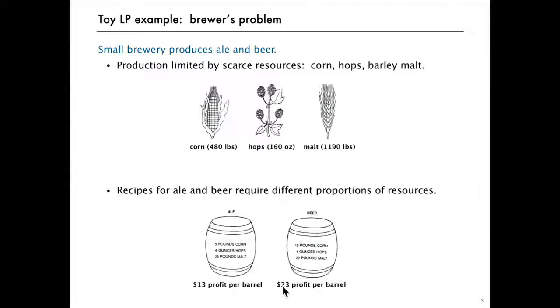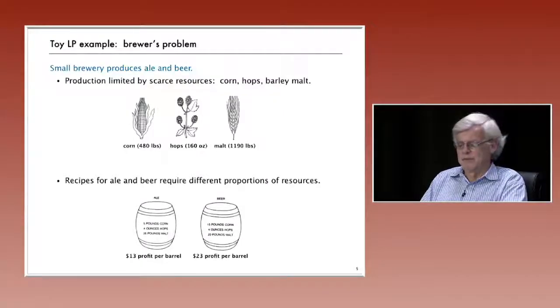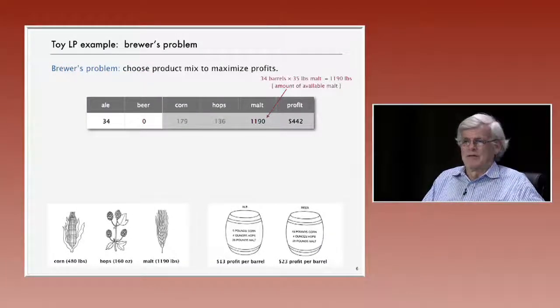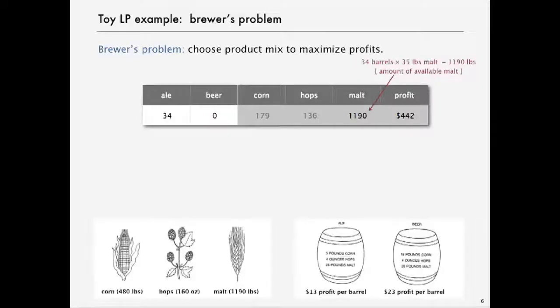So the brewer's problem is, what do we do? How much ale and how much beer should we make? So the situation is that depending on how much ale or how much beer you make, you have a different amount of profit. So let's say someone says, well, let's make it all out of ale. Let's make as much ale as we possibly can.